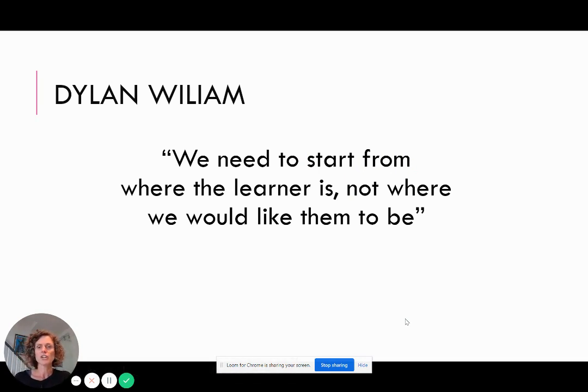Firstly, I'm going to show you this quote from Dylan William. My main reason for using multiple choice questions is to find out what my students already know so that I can then progress from that rather than making assumptions and pitching my lesson to the wrong place.